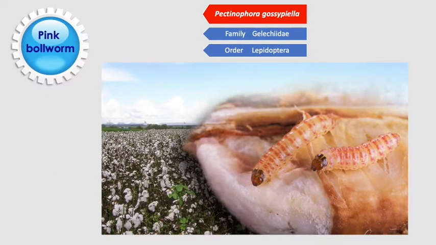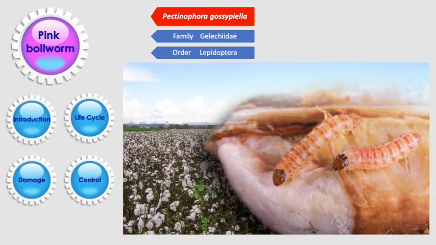And today we will study about the most notorious insect pest of cotton, pink bollworm, whose technical and scientific name is Pectinophora gossypiella, and the family is Gelechiidae, and the order is Lepidoptera. And in this video, as usual, we will study about introduction, life cycle, damage, and control of the pink bollworm.